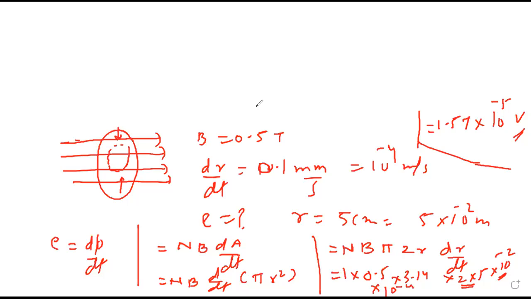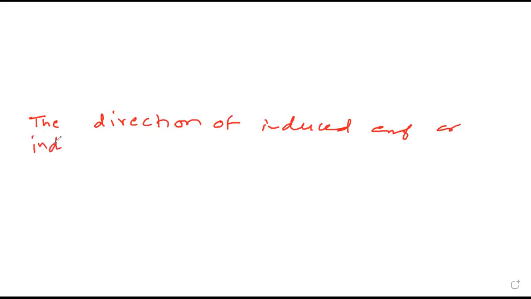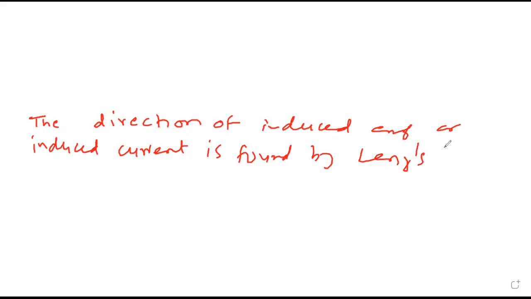Okay, can I clear this now? So you got an idea now how to use Faraday's law of electromagnetic induction. By Faraday's law, we get the magnitude, no? So remember, whenever they say direction, then the direction of induced EMF or induced current is found by Lenz's law.